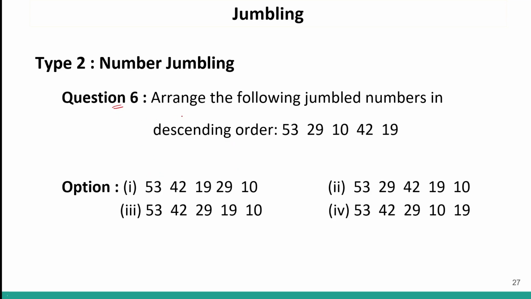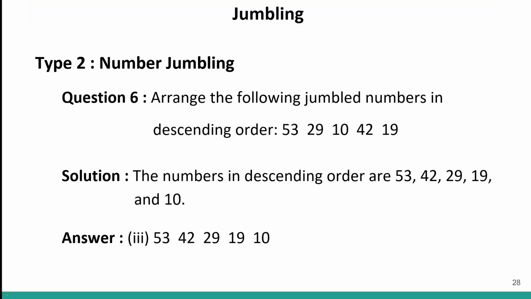Question number 6. Arrange the following jumbled numbers in descending order. Descending means decreasing order. Decreasing means from bigger number to smaller number. Correct? Biggest number over here is 53. 53 is greater than 42, which is greater than 29, which is greater than 19, which is greater than 10. So my correct descending order will be 53, 42, 29, 19 and 10. This is given in option number 3. So option number 3 will be the correct answer.